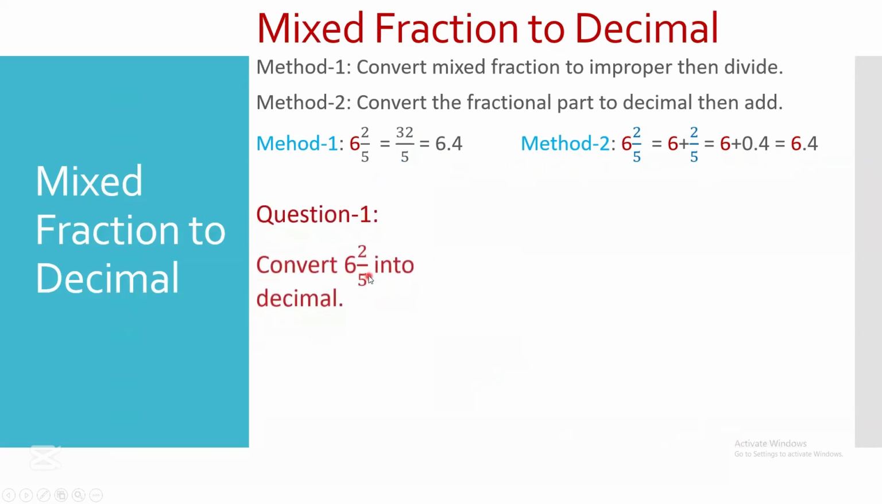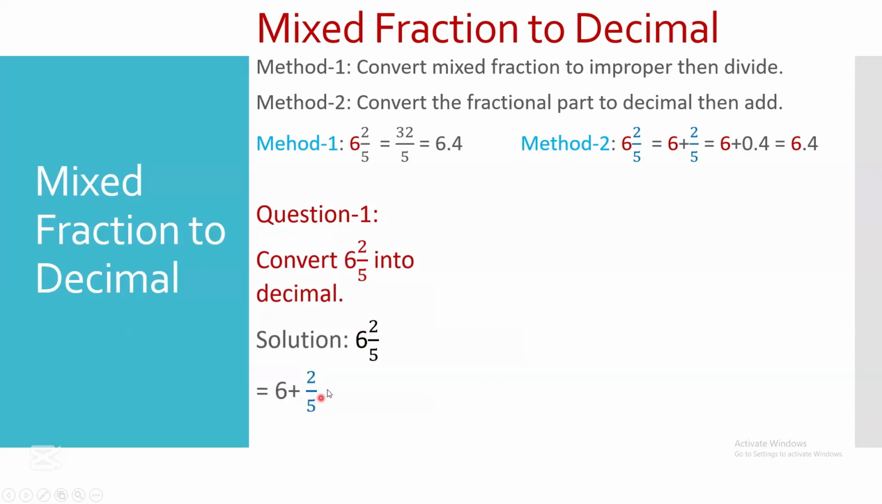So question number 1, you see, convert 6 whole 2 by 5 into decimal. So my dear students, this 6 whole 2 by 5, we can separate into the integer and the fractional part. Then we can convert the fractional part into decimal, like 0.4. If you divide 2 by 5, you'll get 0.4. Now add it together, 6.4.